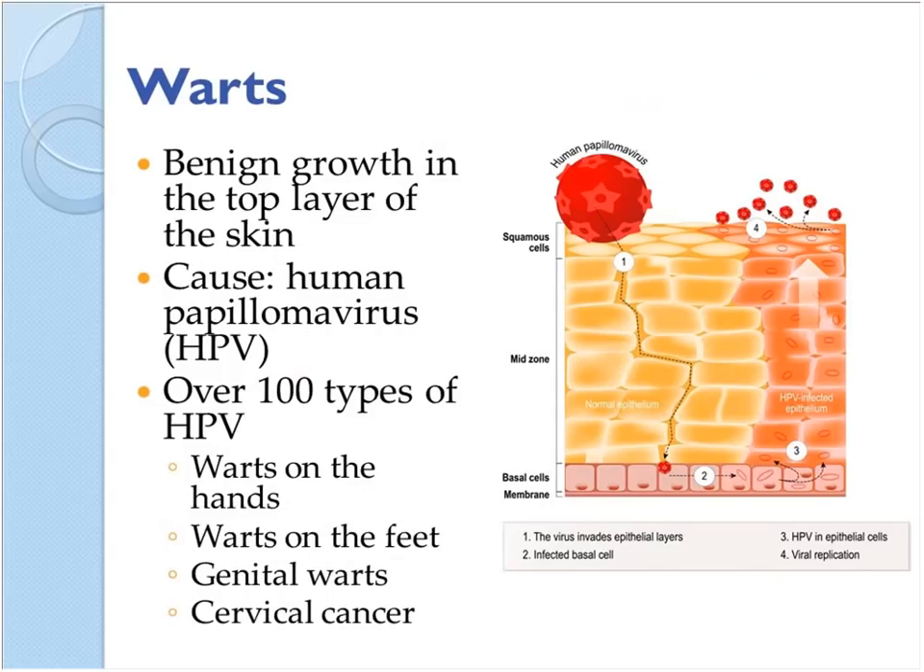Now let's talk about another problem that can be unsightly and can cause problems, and that is the problem of warts. Even the name isn't particularly attractive. So warts are generally a benign growth in the top layer of the skin. Now there's lots of different kinds of warts. There's over 100 different kinds of human papillomavirus. That's the name of HPV. You'll see it over and over again. There's over 100 different types, and they can cause skin warts, which are warts on the hands, warts on the feet, but other types of HPV can cause genital warts or cervical cancer.